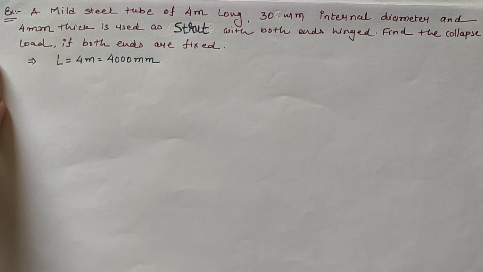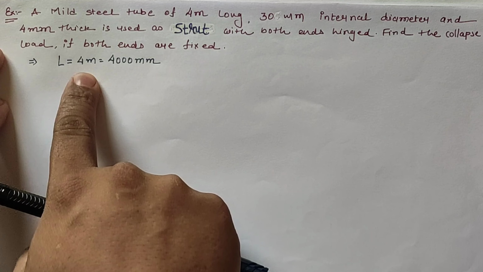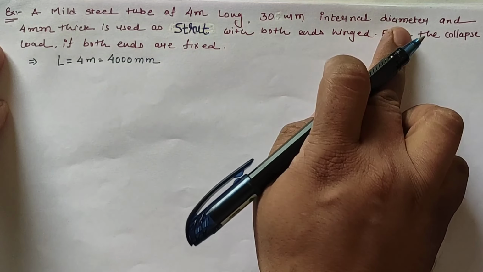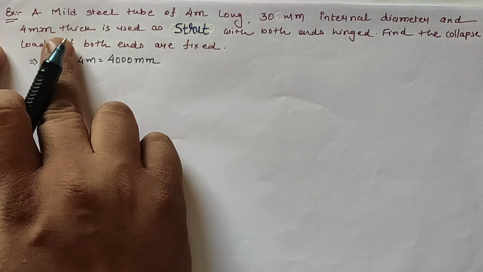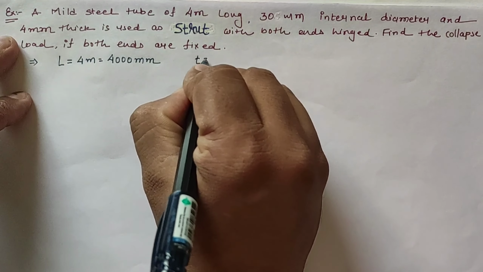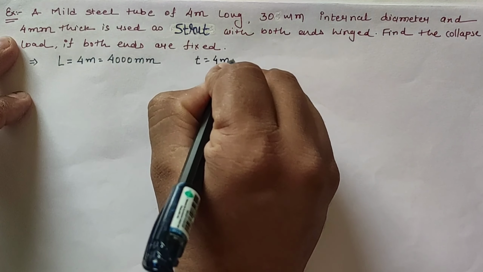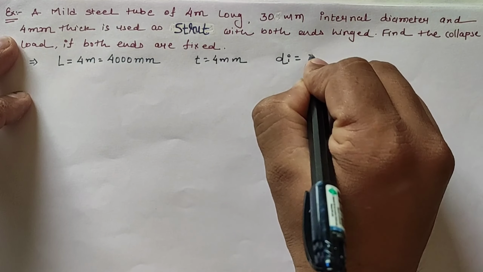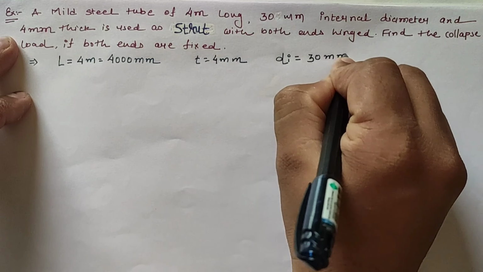Hello friends, today we are going to calculate the collapse load for the given strut having the length as 4 meter, it means 4000 mm. Next data is given as 30 mm internal diameter with 4 mm thick wall. It means thickness is given as 4 mm and internal diameter as di which is equal to 30 mm.